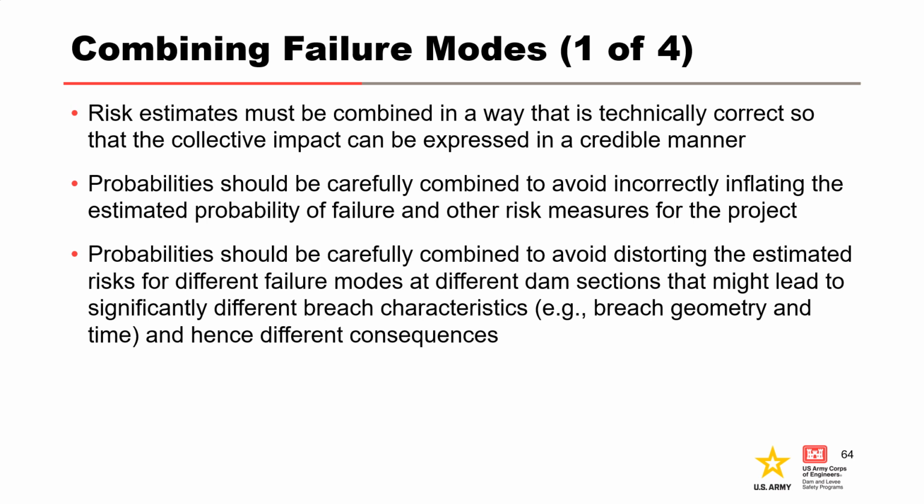So far, the example covered up to this point has been for a single failure mode. What do we do when we have multiple failure modes? In Module 1, we discussed combining failure modes, and this is something that is worth reiterating so that we can be sure that we are combining the failure mode risk estimates in a way that is technically correct. We do not want to artificially inflate the risk by how we combine failure modes, and we need to be aware of the breach characteristics of each failure mode.